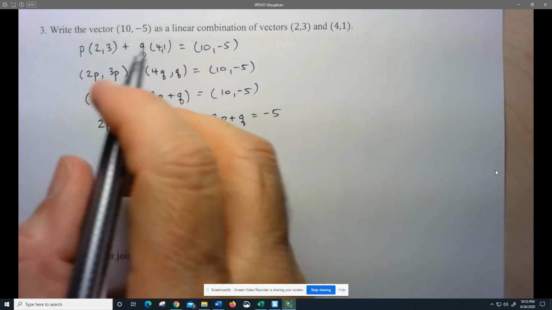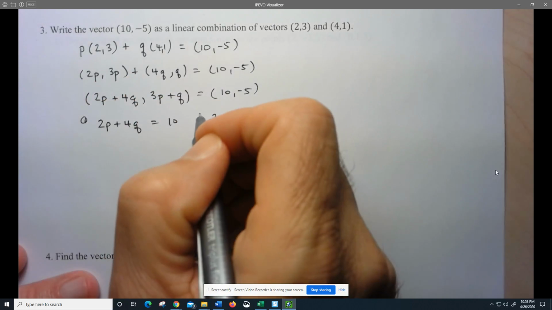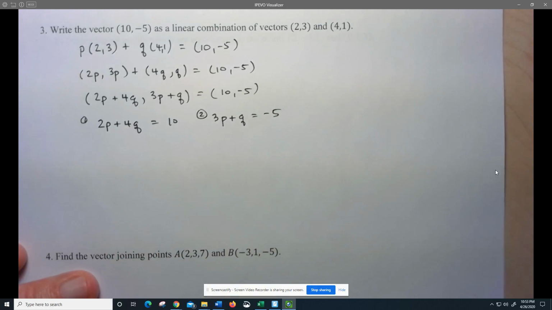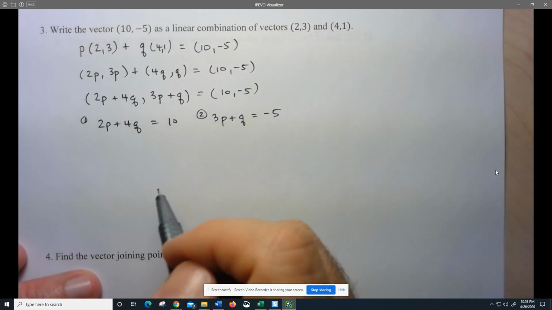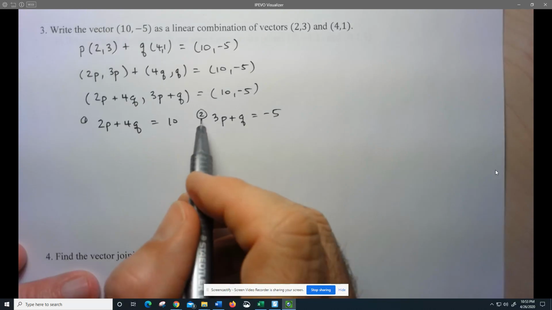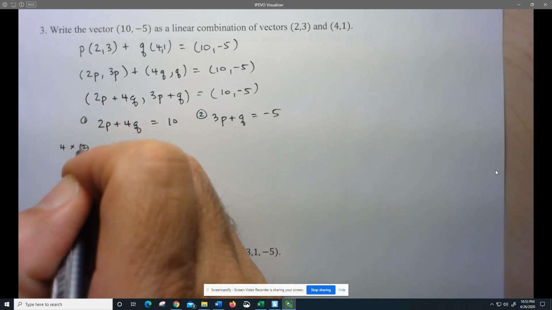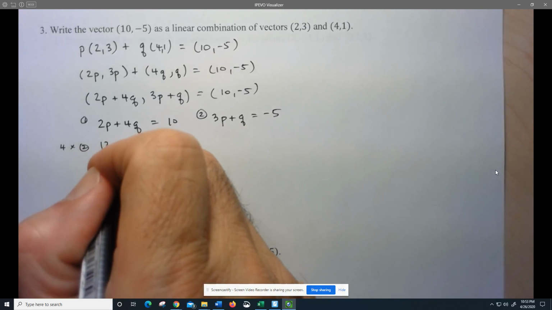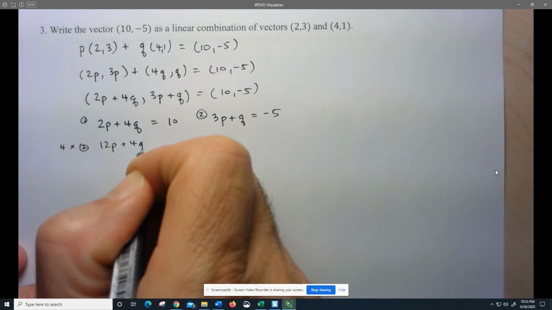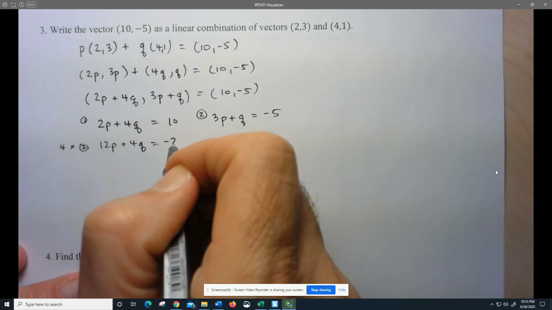And this is where I realize that I have a system of equations. All right, two equations and two unknowns, so I know how to solve that. I'll use elimination here to do that. So let's eliminate the q's. So I'm going to multiply the second equation by 4. So 4 times equation 2 is going to be 12p plus 4q is equal to -20.